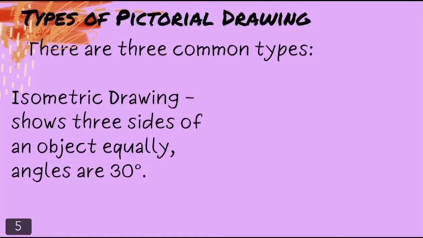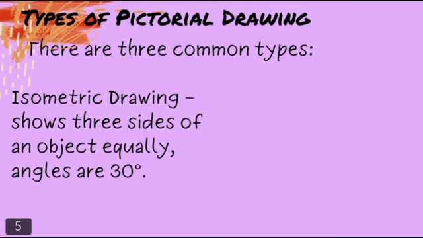Types of pictorial drawing. There are three common types. First is isometric drawing. It shows three sides of an object equally. Angles are 30 degrees. So, an isometric drawing shows three sides of an object, and the angle between the projection lines is 30 degrees. It makes the object look balanced and evenly displayed.